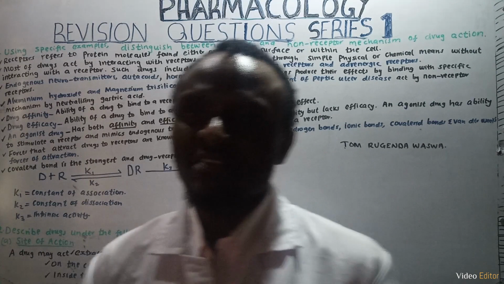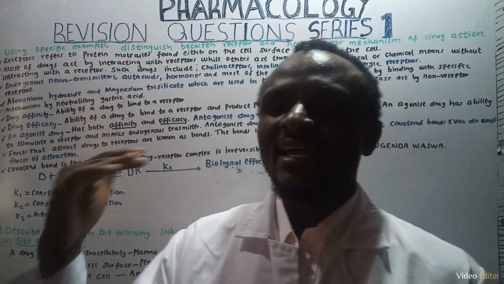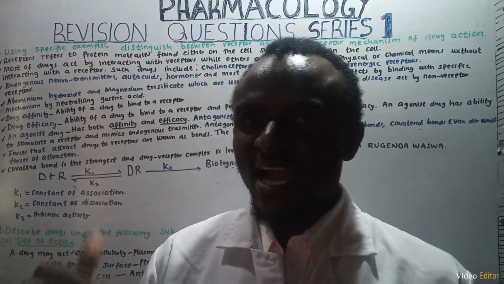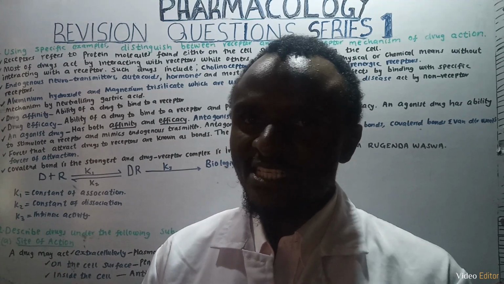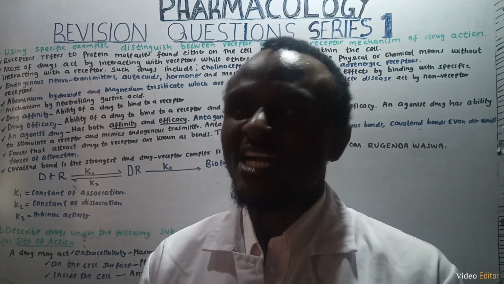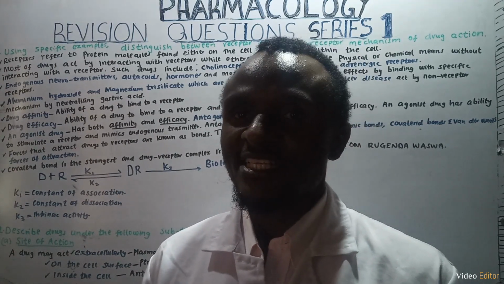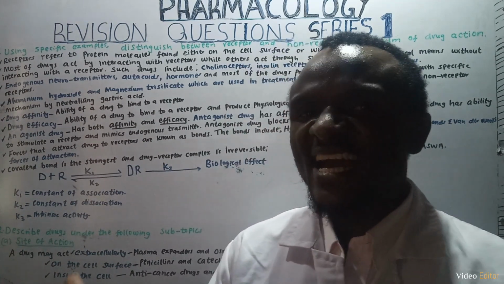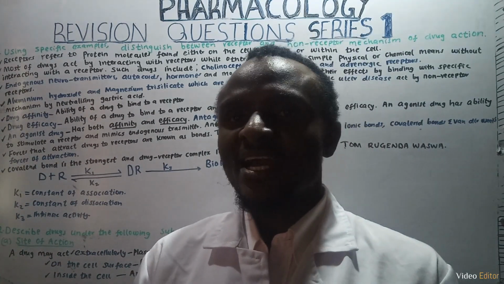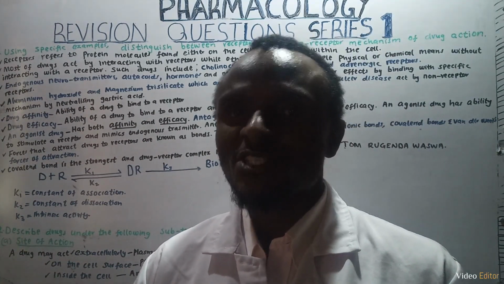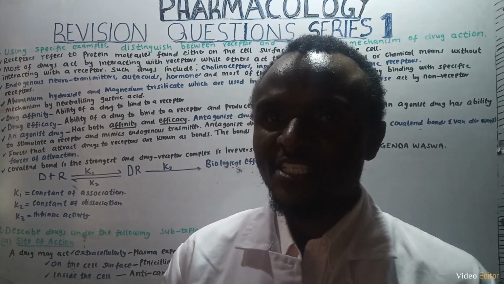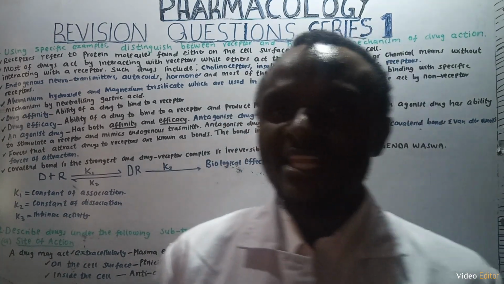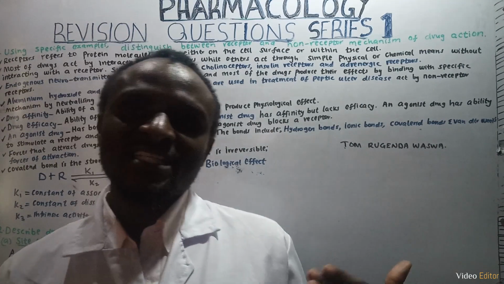Then what is the name given to a drug that binds to a receptor and brings about pharmacological effect? The name given to such a drug is agonist. An agonist is able to bind to a receptor and bring about physiological effect. On the other hand, an antagonist refers to a drug that binds to a receptor but does not bring about physiological effect.